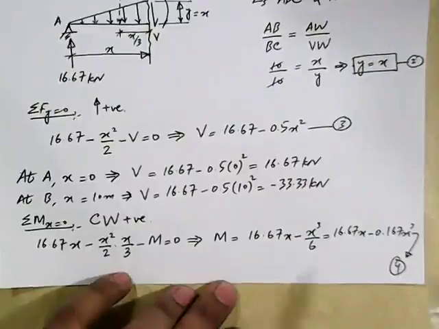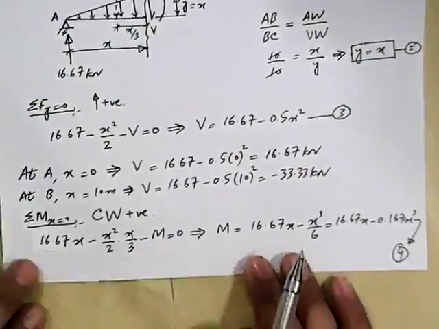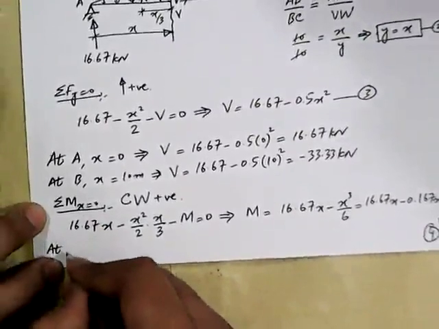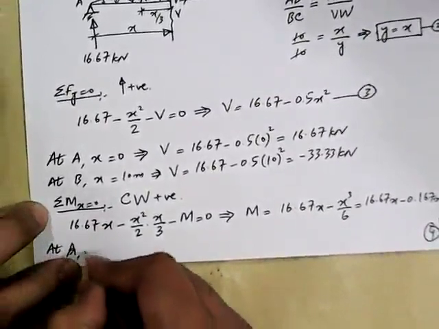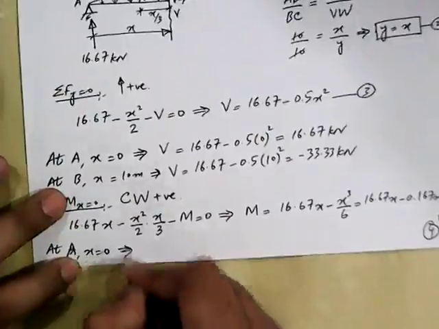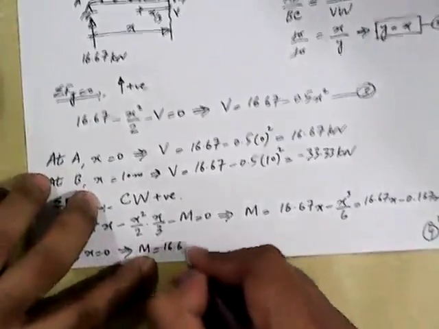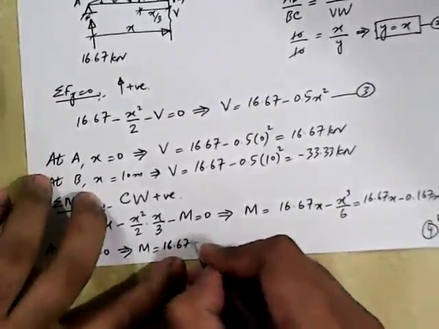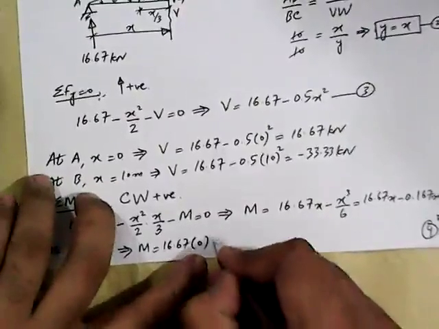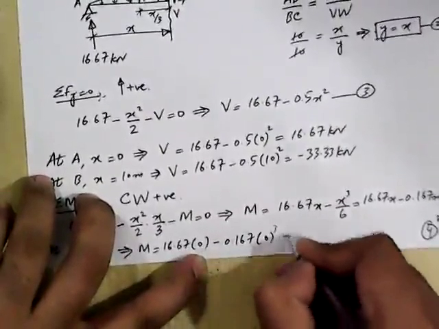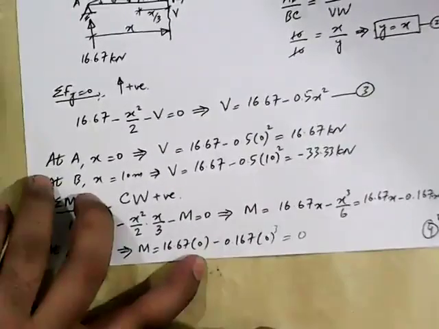Now next step is to plug in the value of x for point A and point B to get the value of bending moment at point A and B. Let me do it. At point A, x is equal to 0. This implies M is equal to 16.67 into 0 minus 0.167 into 0 cube, and this gives us 0, right?